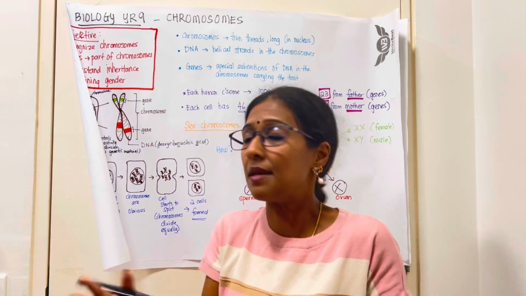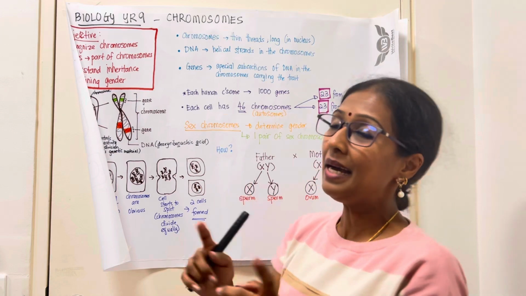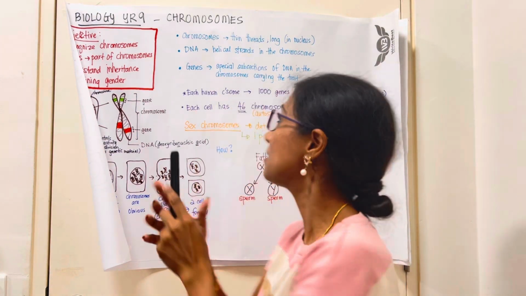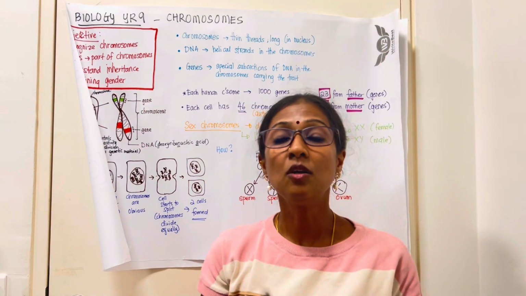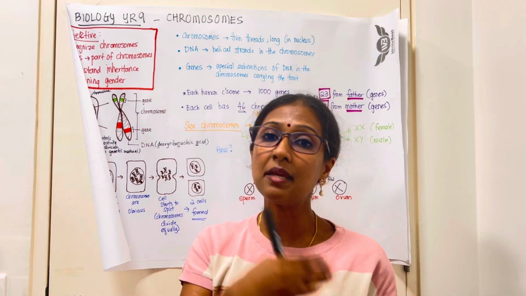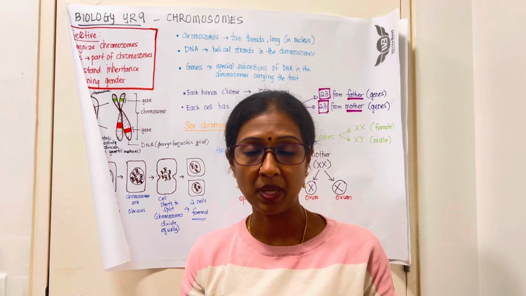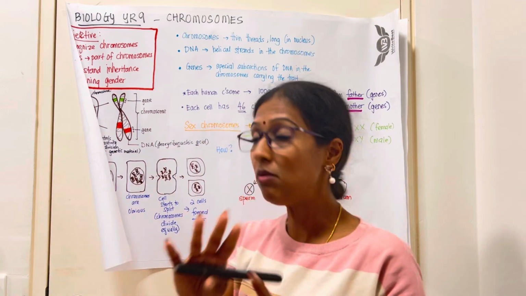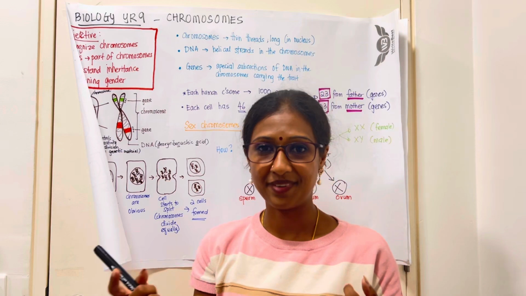What is a DNA? Now, DNA are helical. Helical means coiled, spiral. They are helical strands in the chromosomes. That is the simplified version. Do you need to know the complex one? No. For now, this is all you have to know.